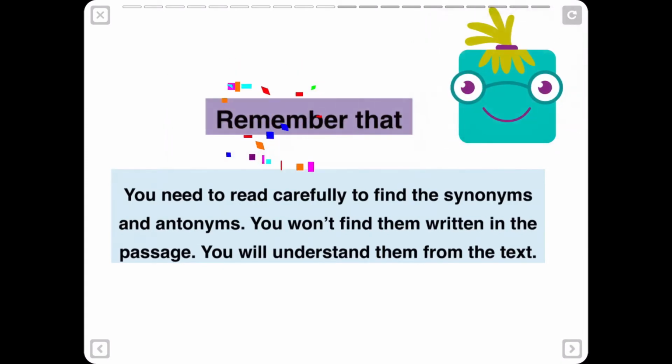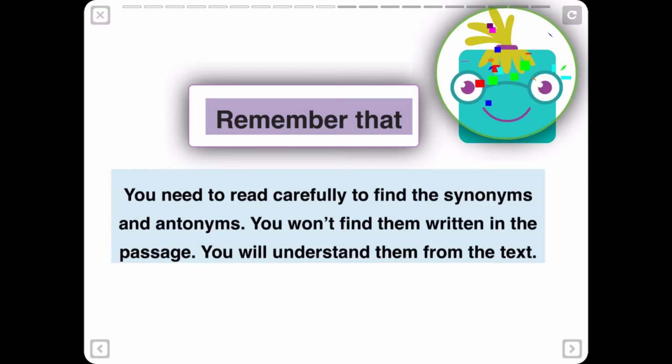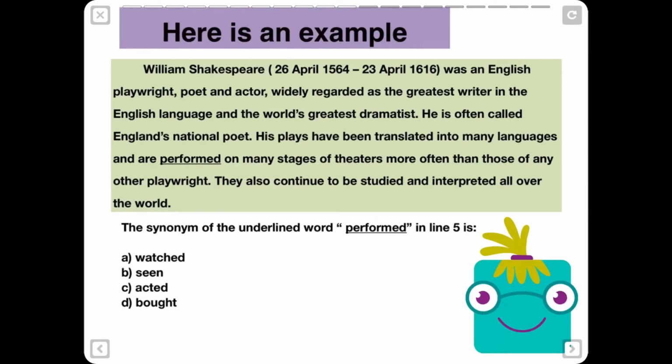You should remember that. You need to read carefully to find the synonyms and antonyms. You won't find them written in the passage, so you will understand them from the text, okay? Here is an example. Read the passage and find out the synonym of the underlying word.